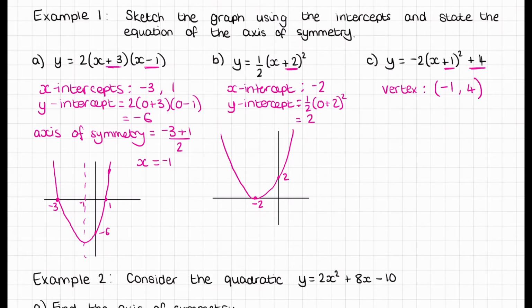And then we can find our y-intercept. Just put 0 into the equation, which will give us an answer of 2. And then from there, we can do a quick sketch. So our vertex is at (-1, 4), so we'll say that's about here. We know our y-intercept is at 2, and then we can draw the graph.